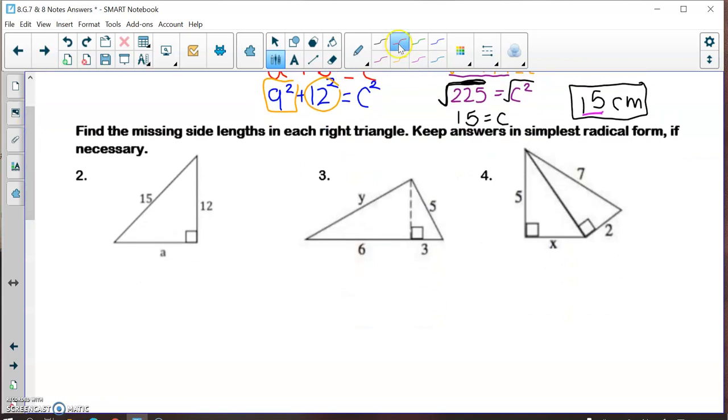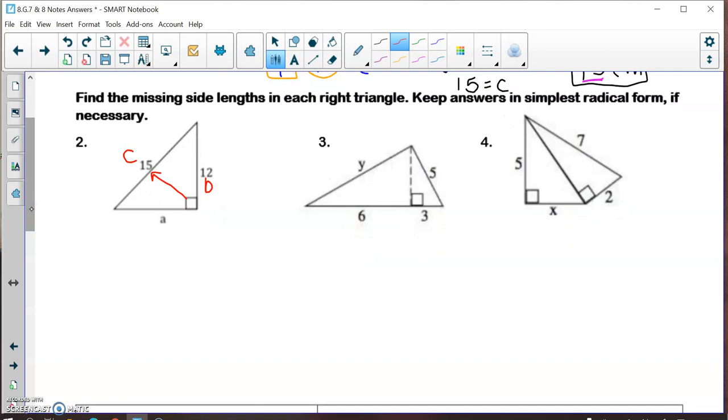This time, I have my hypotenuse. My hypotenuse, again, is across from the right angle. That's your c. And we are trying to find a, so I'm going to label my 12 as b. So in my Pythagorean theorem, I have a squared plus b squared, which is going to be 12 squared, is equal to c squared, which in this case is 15 squared. Solving this equation, I'm first going to simplify the exponents. So I have a squared plus 144 is equal to 225.